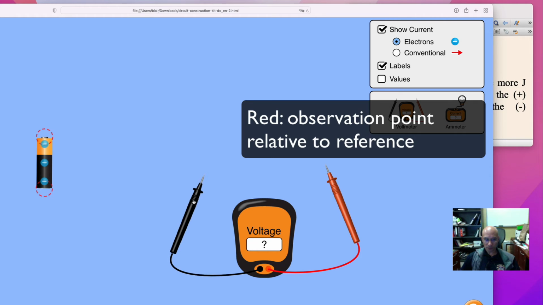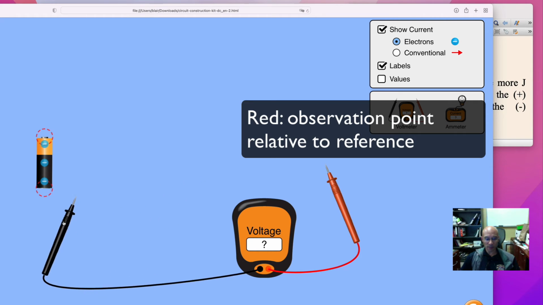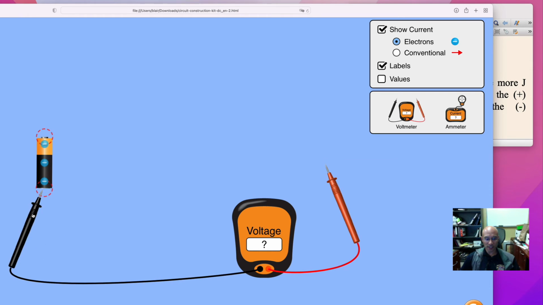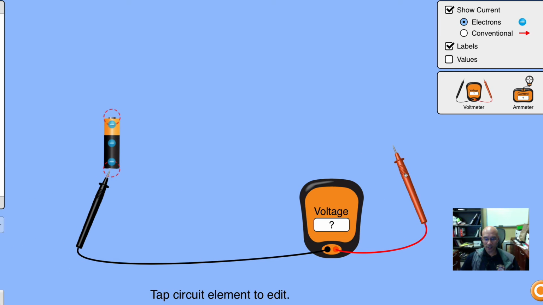So I'm going to put my black probe here on the negative terminal of the battery, and I'm going to put the red one here on the positive terminal, and it says 9 volts. What this is telling us is that the positive terminal, which is our observation point, is 9 volts higher than the reference. And watch what happens for a moment.